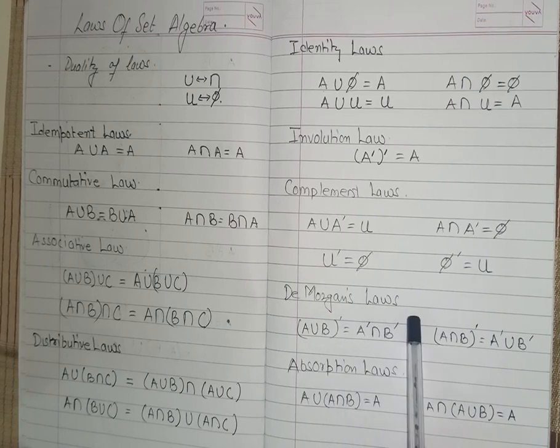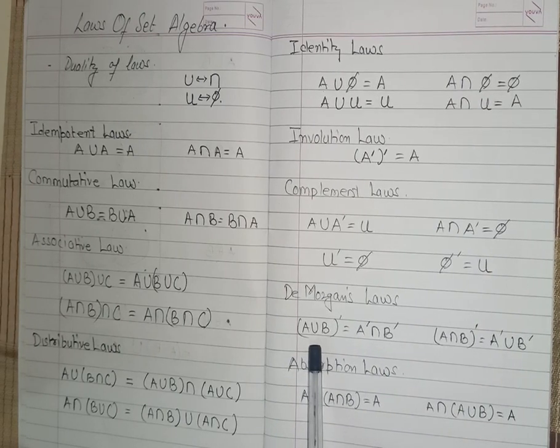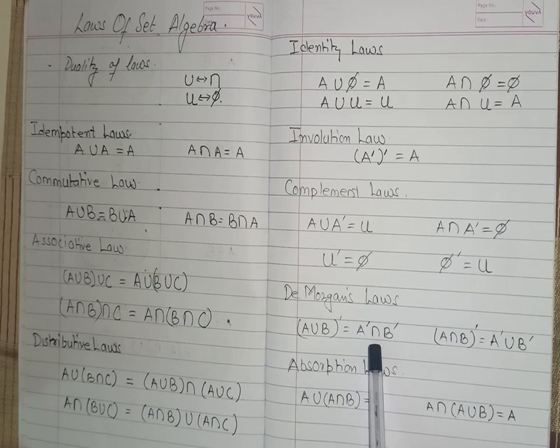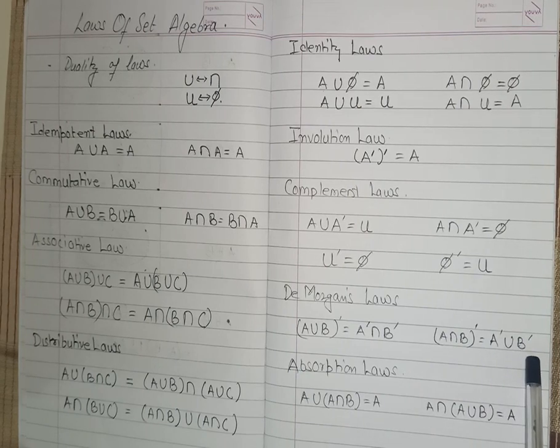Then we have the De Morgan's laws. A union B complement is equal to A complement intersection B complement. Please see over here, this was union and this is intersection. Similarly, A intersection B complement is equal to A complement union B complement. These are the dual laws.